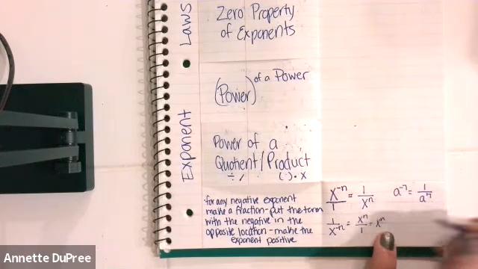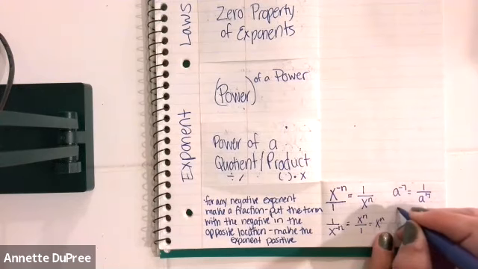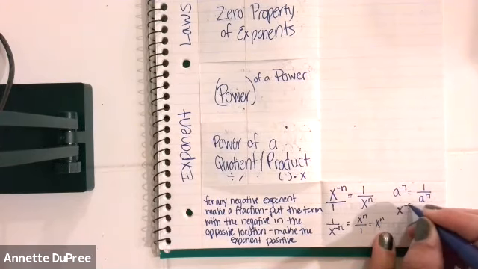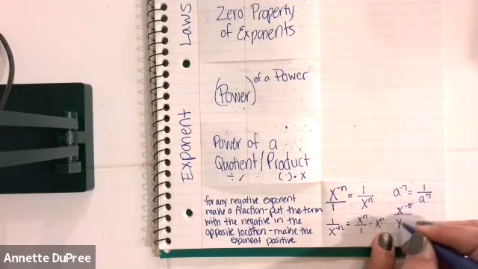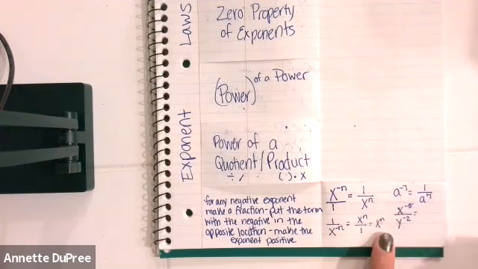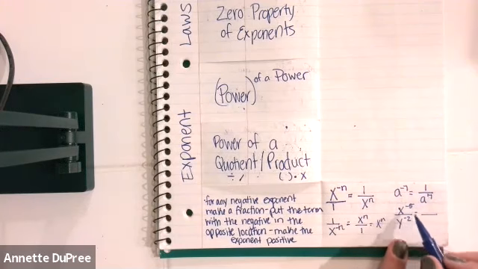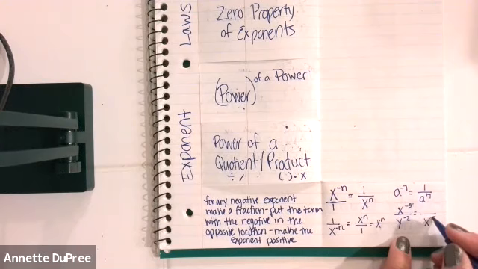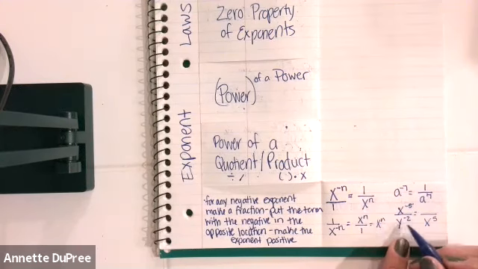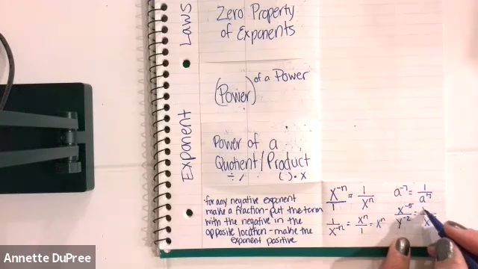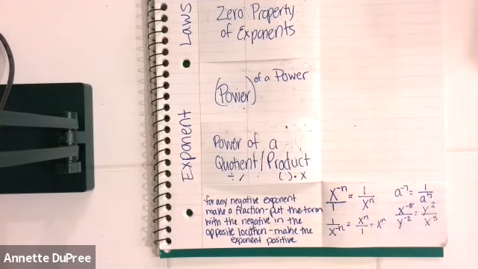Okay. Another example, what if I had x to the negative 5th divided by y to the negative 2nd? Okay, so we make our fraction. We're going to go opposite locations. This is in the numerator, so we're moving it to the denominator and making it positive. This is in the denominator, so we're moving it to the numerator and making it positive. And that's an acceptable answer because there's no more negative exponents.